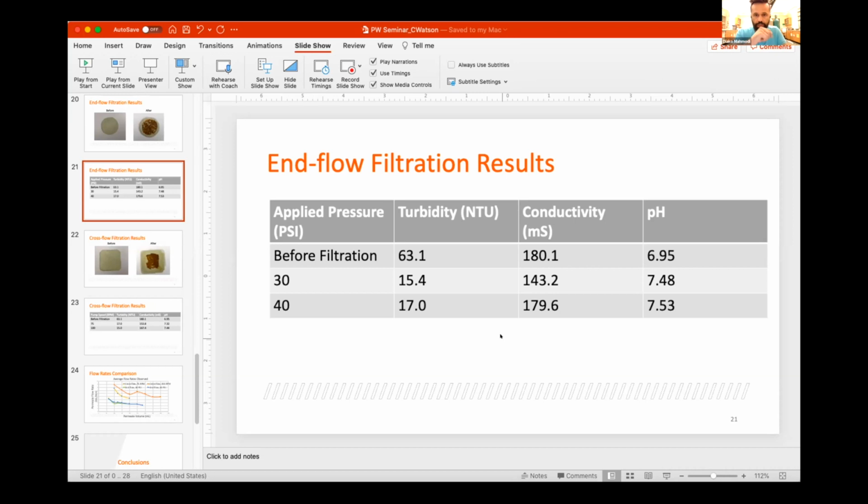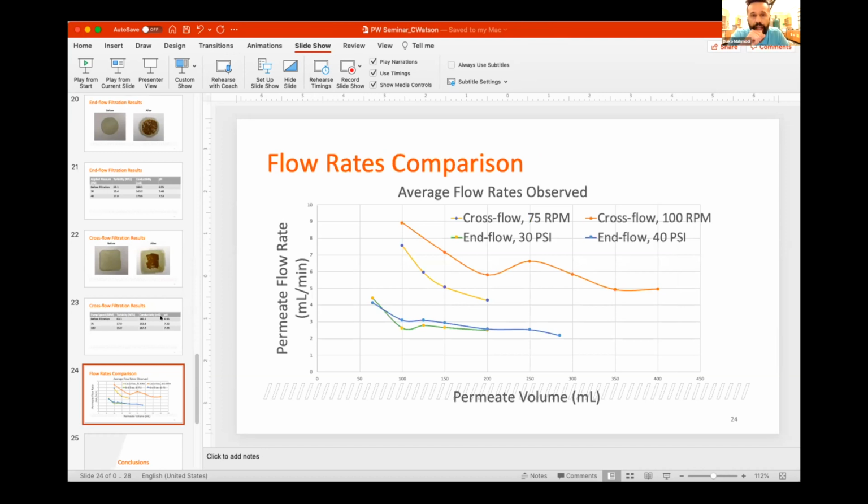Okay, and based on your result, at 30 PSI gauge, you got almost 20% reduction. Would you please go to slide 24 or 23? How long did it take for crossflow? I mean, the time that you ran the experiment for crossflow and the dead-end system.